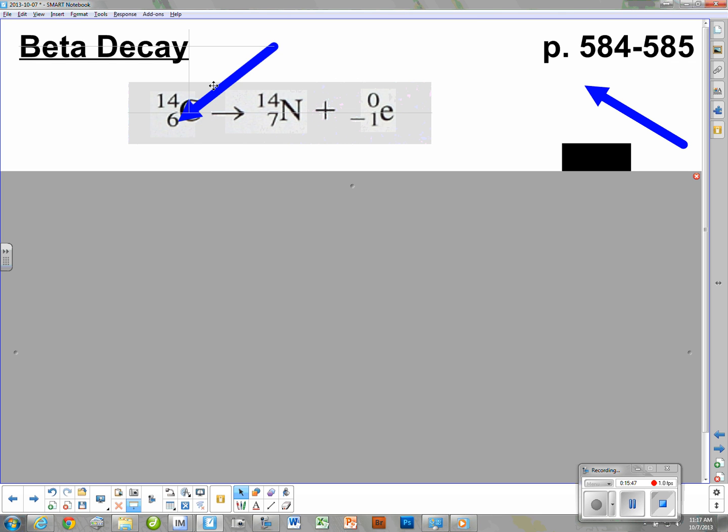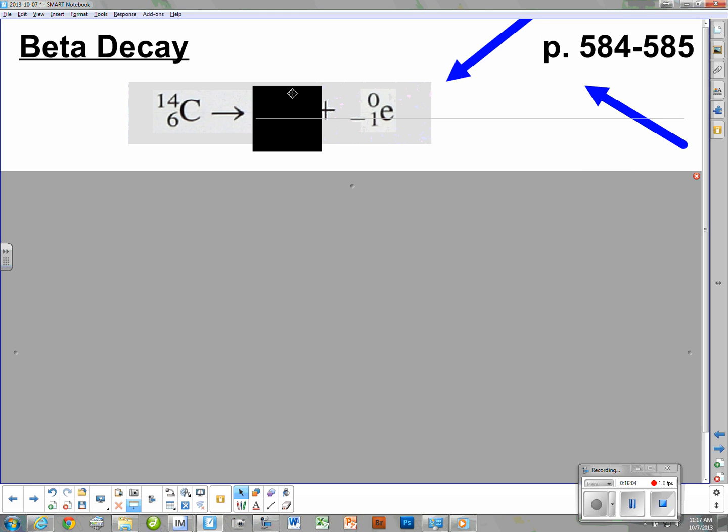On the bottom, we have to balance. 6 is equal to 7 minus 1. Pretty cool, huh? It is balanced, right. Now, here's what you're going to be doing in your little worksheet. Let's say you don't know what the other guy is.